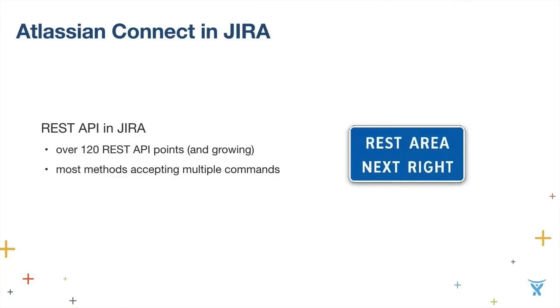For the REST API, at the moment, we have 120 resources, and most of them accept multiple HTTP methods, which means that, let's say for issue, you can create a new issue with HTTP post. You can update the issue with HTTP put. You can remove this with delete, and you can retrieve all of them or a single of them with HTTP get.